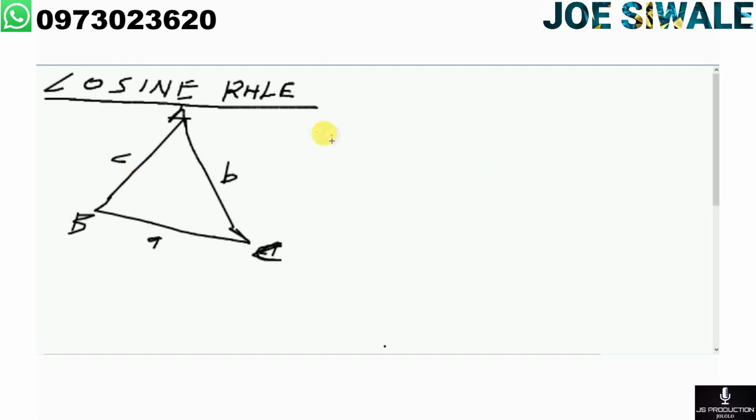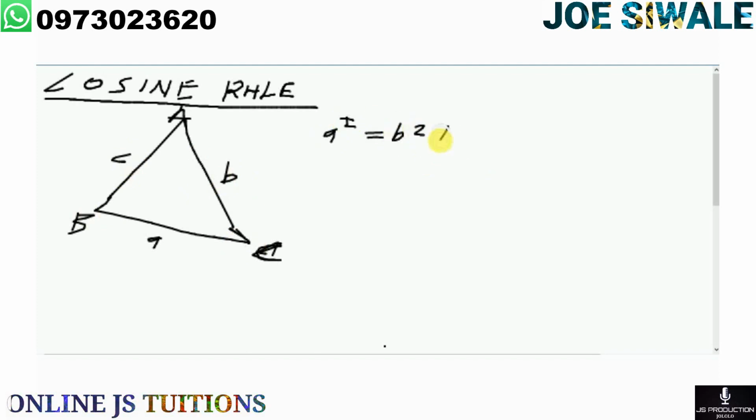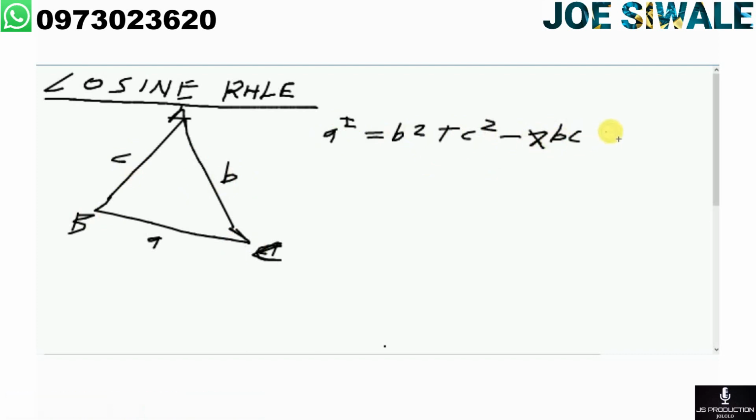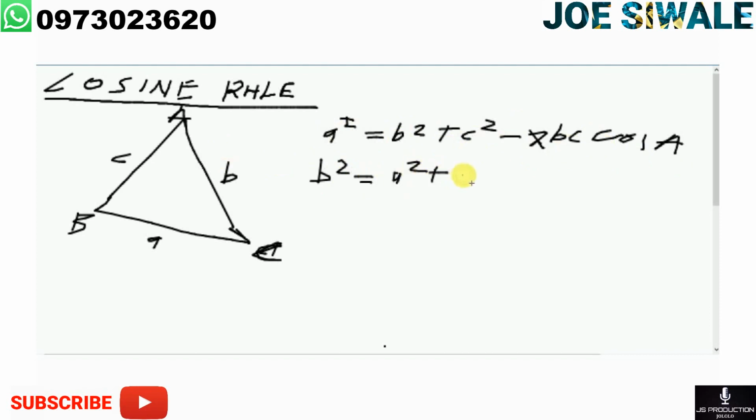And the general formula that we use is a squared is equal to b squared plus c squared minus 2bc cos A. So this is the cosine rule formula. You start by saying first a squared is equal to b squared plus c squared minus 2bc, the b and the c, then cos A. Then the other formula is b squared is equal to a squared plus c squared minus 2ac cos B.